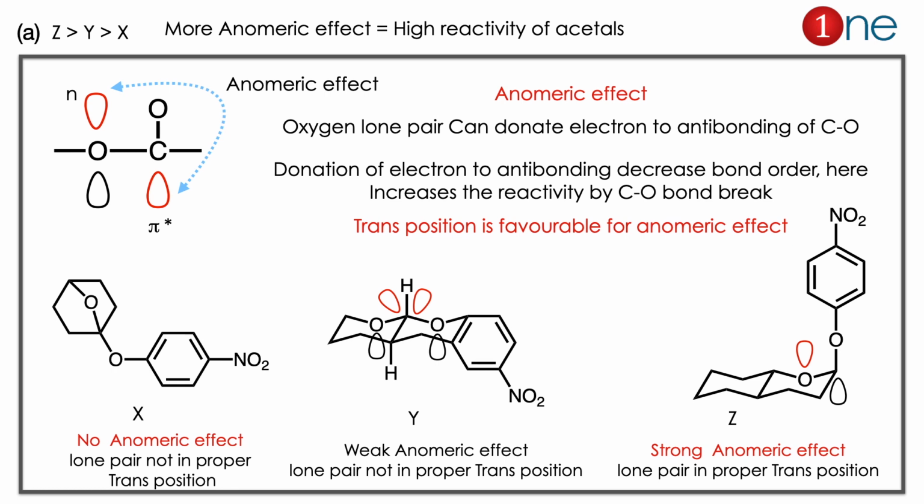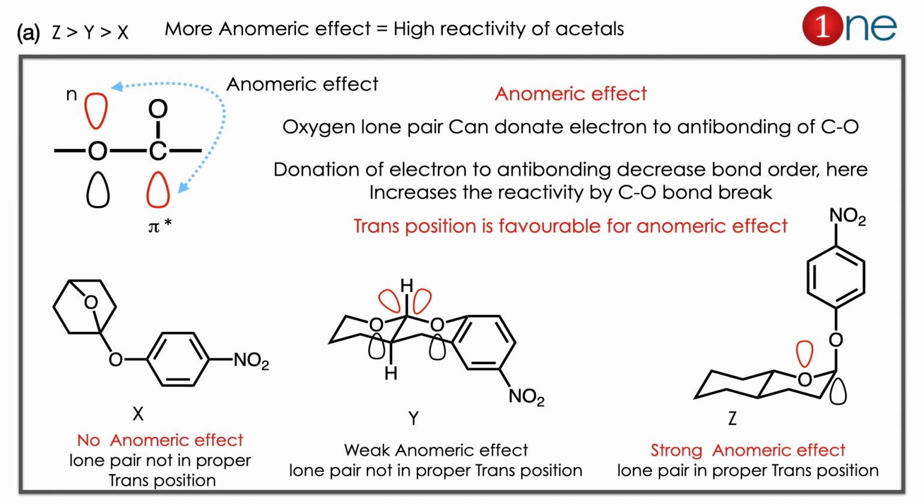So if you look at X, the oxygen is in the bridged carbon, so it will not work there. So the trans position is not favorable there, so no anomeric effect. If you look at Y, the positions are a little bit twisted. It's not a perfect trans position because the orbitals are not perfectly aligned. If you look at Z, the orbitals are perfectly aligned. The anomeric effect is possible, so the lone pair is in the proper position.